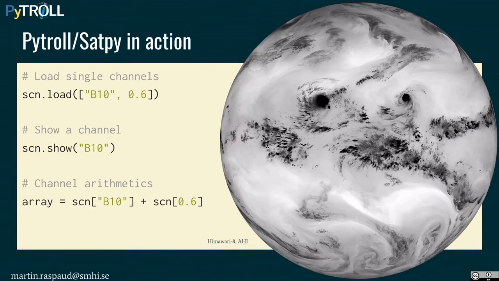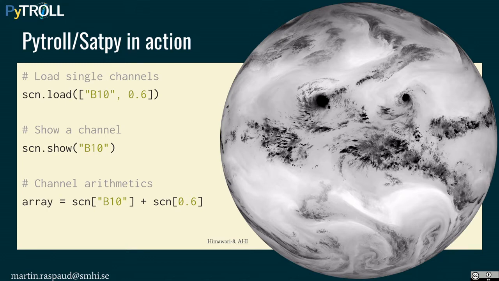The last part of this script is showing three more useful examples of how to use Satpy with your satellite data. The first example is illustrating the usage of the load method that we've seen before, but instead of generating a composite, we are loading single channels. Here, we load the B10 channel and the 0.6 micron channel. As you can see, a channel can be referenced not only by its name, but also by its wavelengths in micrometers.